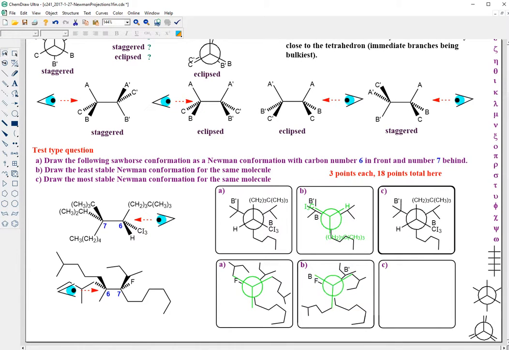Looks like that. Got bulky on bulky. Same story going to the next box. 180 degrees away from the worst is the best. The bulkiest groups will be anti. As in our previous example, the bulkiest groups were anti.